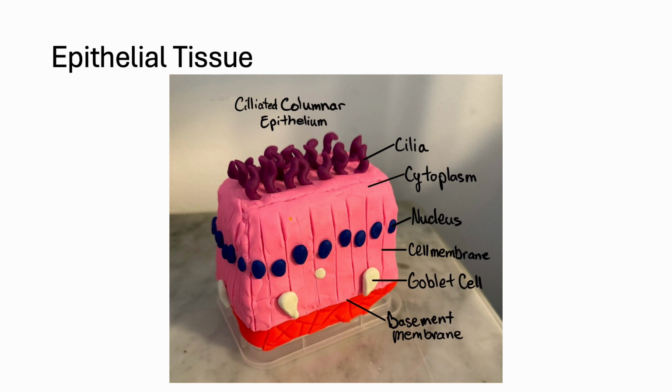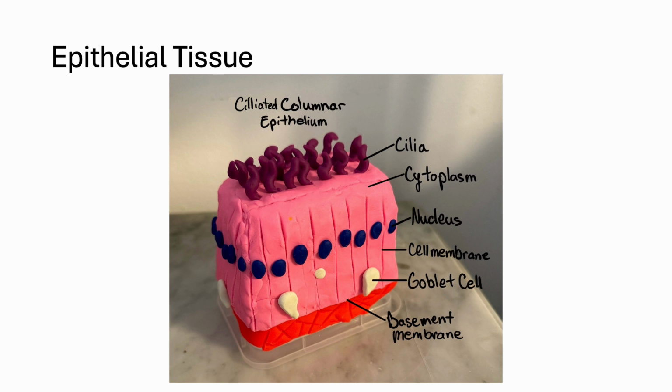So my first diagram I've made is of simple ciliated columnar epithelium. Here we have the cilia, which can brush away the things that we don't want to come near it. Then we have the cytoplasm, then the nucleus, many of them. We have the cell membrane to make the columns, and a few goblet cells. And then at the bottom we have the basement membrane that the bottom is connected to.